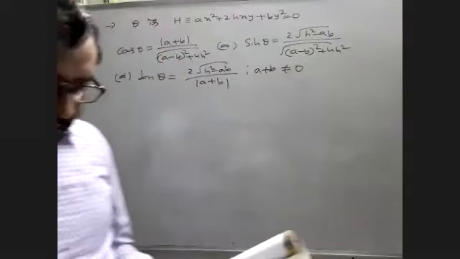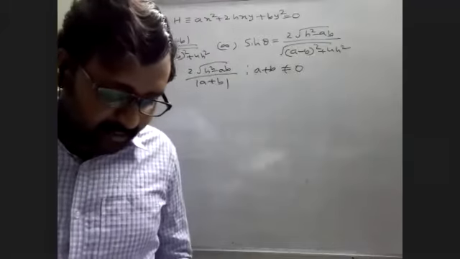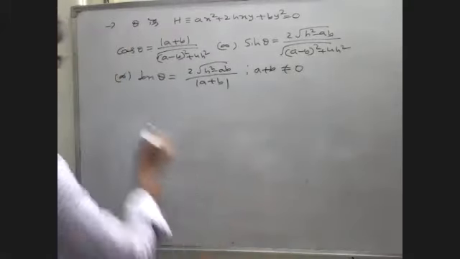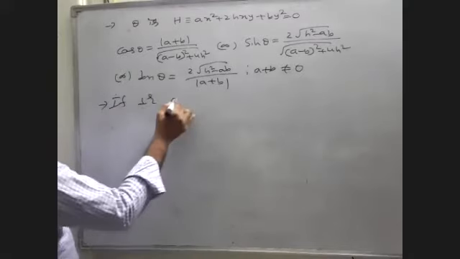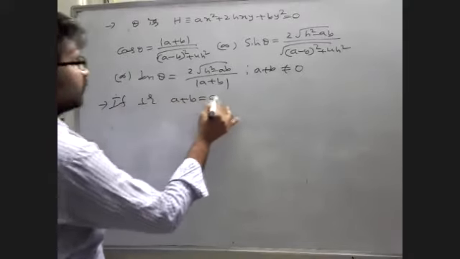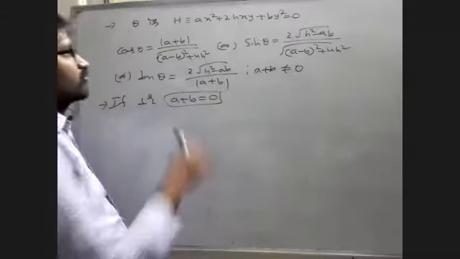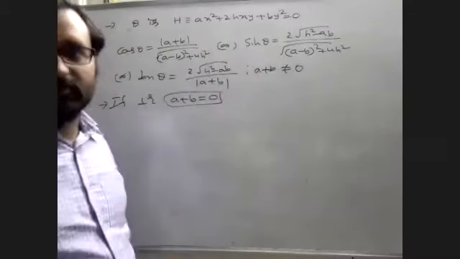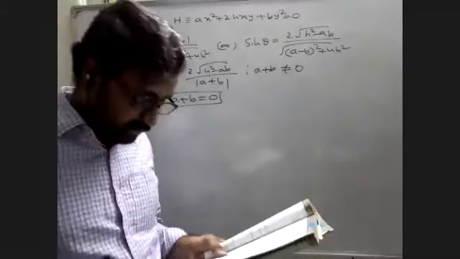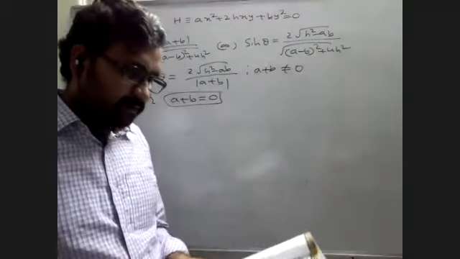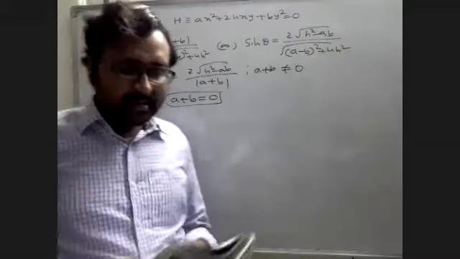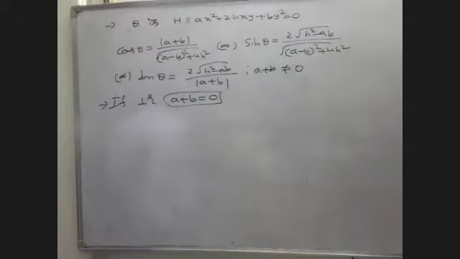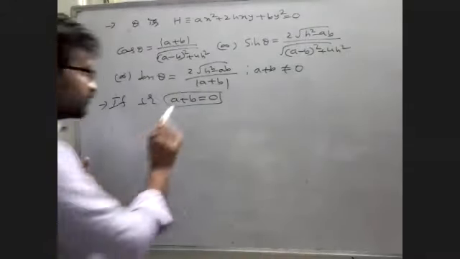Okay. Next, the lines represented by are perpendicular. If perpendicular, then the condition we already know: a plus b equal to 0. That is, x square coefficient plus y square coefficient equal to 0. Like that we read. That is the perpendicular condition. And next, pair of parallel and perpendicular lines. Here this is the condition for perpendicular.